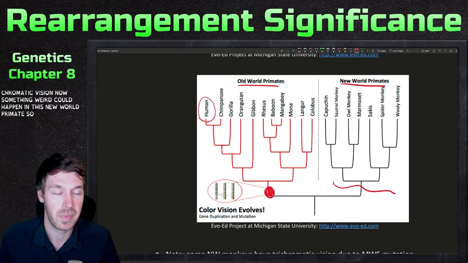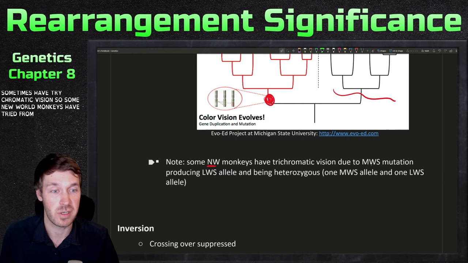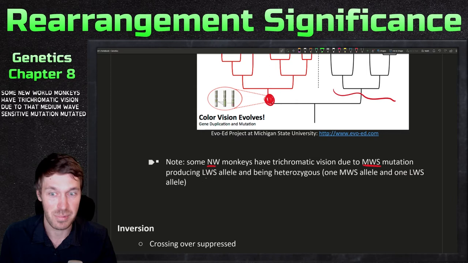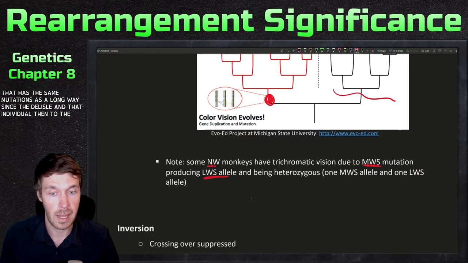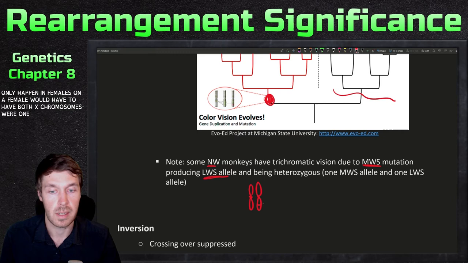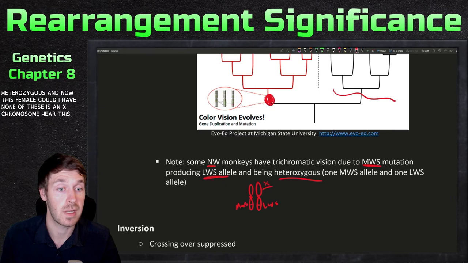There are some New World primates that can sometimes have trichromatic vision. Some New World monkeys have trichromatic vision due to that medium wave sensitive gene mutating and producing a long wave sensitive allele at the same spot. So then you have an X chromosome that has the same mutations as the long wave sensitive allele. This can only happen in females, because a female would have to have both X chromosomes, where one is long wave sensitive and the other one is medium wave sensitive. So it has to be heterozygous. And now this female can have trichromatic vision. So it's not impossible.